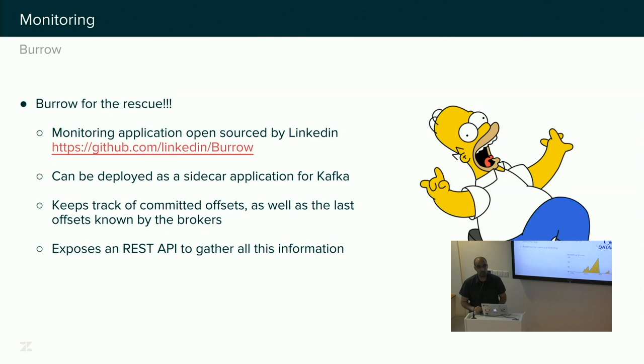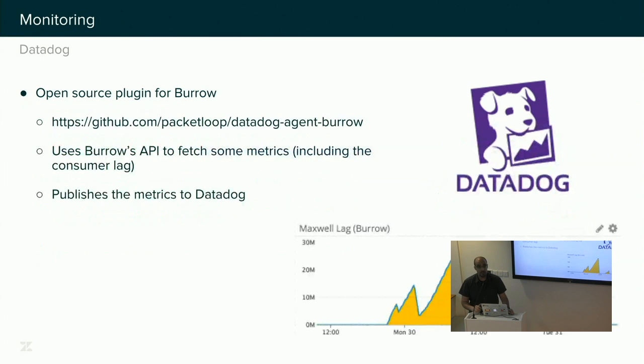But we actually found out that there is already a plugin available that you can install in the Datadog agent that can be running on the Kafka machines. And what this plugin is doing is hitting that REST API for us, getting all that data, calculating the consumer lag, and then publishing it back into Datadog. So that was perfect for us because we were already using Datadog as a monitoring service. So with this, we had all the information that we needed to keep track of the consumer lag, and we were able to build graphs like this.